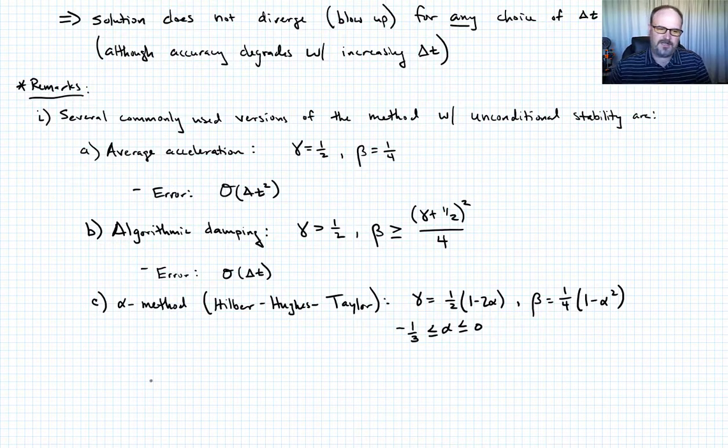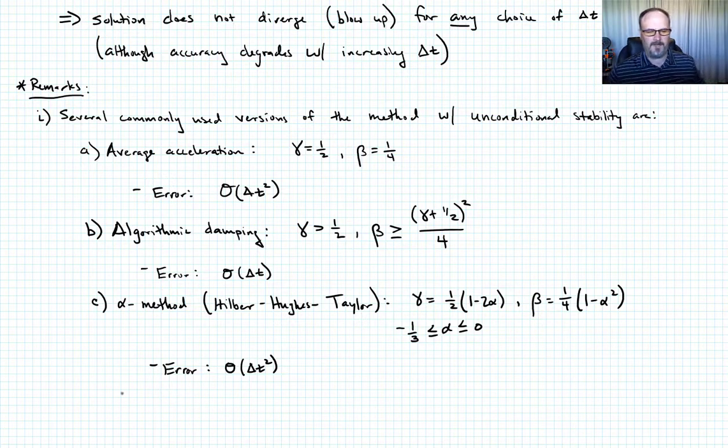The advantage to this method is that it gives you some damping like the algorithmic damping, but your error is better. It has an error of delta t squared, just like we had with part A. So the advantage of this method is that it introduces algorithmic damping with only an order delta t squared error, which is good.